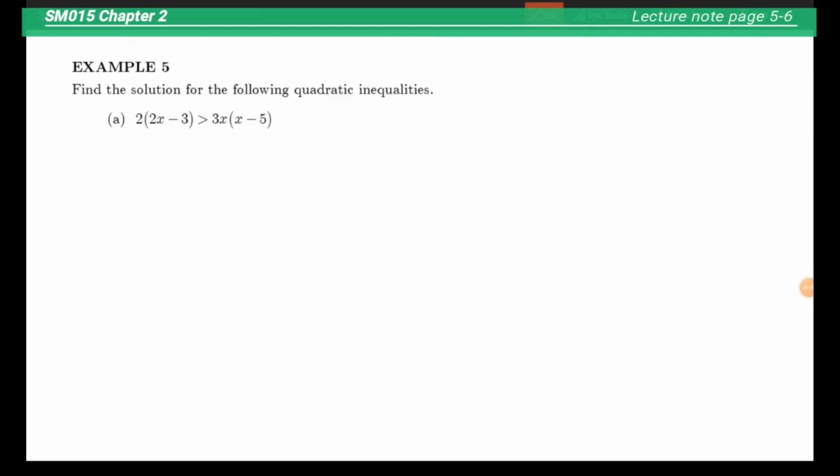For example 5, find the solution for the following quadratic inequality. We have 2 times 2x minus 3 is greater than 3x times x minus 5. The first step is to expand the brackets that we have here. 2 times 2x minus 2 times 3 is greater than 3x times x minus 3x times 5. So we have 4x minus 6 greater than 3x squared minus 15x.